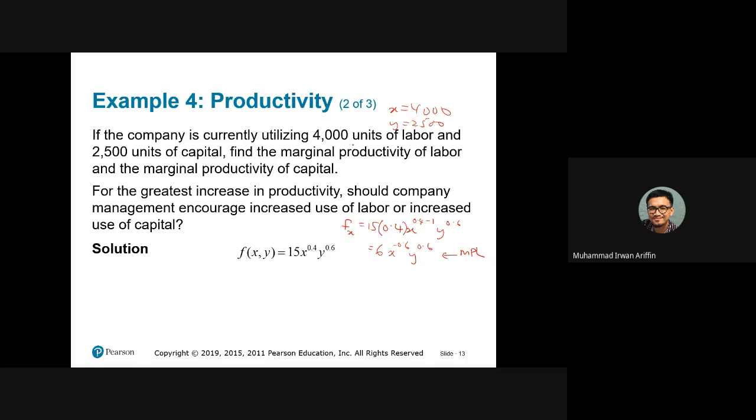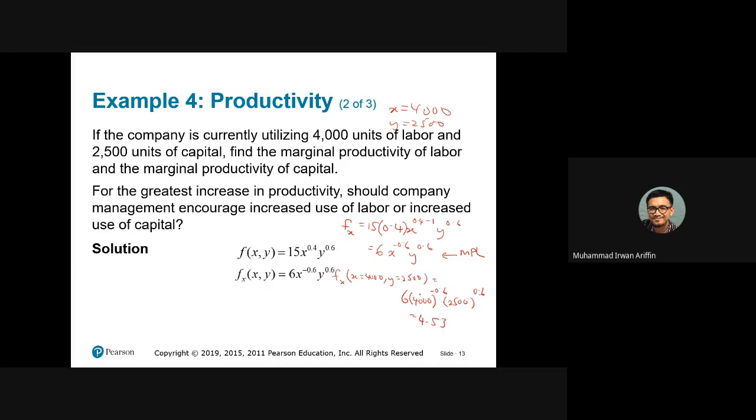And to find the answer currently, we simply substitute into f sub x, where x equals 4,000 and y equals 2,500, into this function. So 6, 4,000 to the power of negative 0.6 multiplied with 2,500 to the power of 0.6, and this will give us, so use your calculator, and you should have something around 4.53.